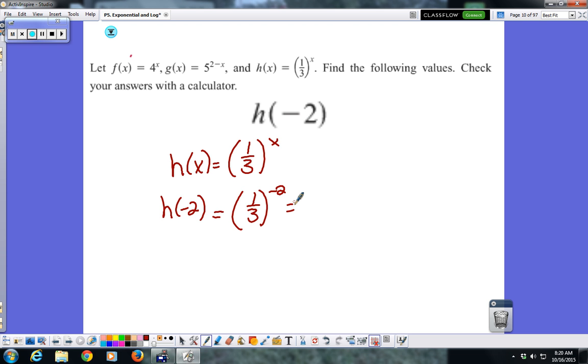That's the reason I gave you these three problems, just as a review. When a fraction is raised to a negative exponent, there's a shortcut. Take the whole fraction and flip it. I now have 3 over 1. And change the negative exponent to a positive exponent. In this case, you get 9.